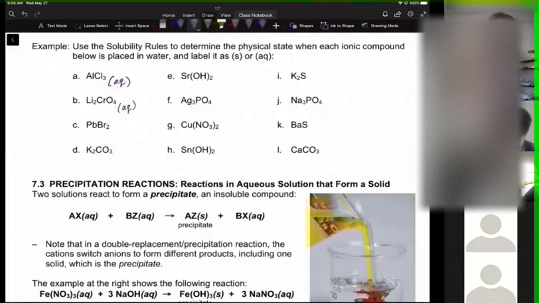Okay, what did you get for B? Lithium chromate. For B, I get aqueous because lithium is in rule number 1. Chromate comes in rule number 6. It's later, so rule number 1 is more important.